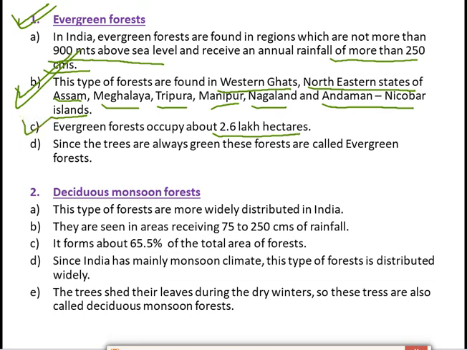Since the trees are always green, these forests are called evergreen forests. So one question can come from here: why are the evergreen forests called evergreen? What will be the answer? The evergreen forests are called evergreen because the trees are always green throughout the year. So this is the answer for that.